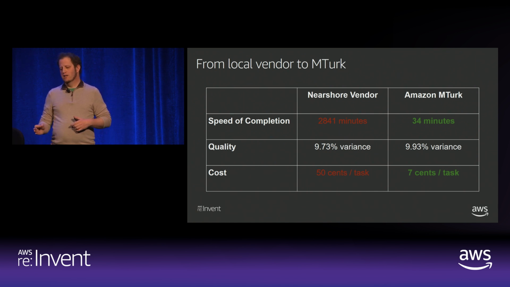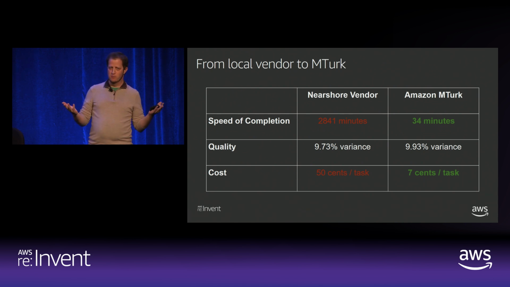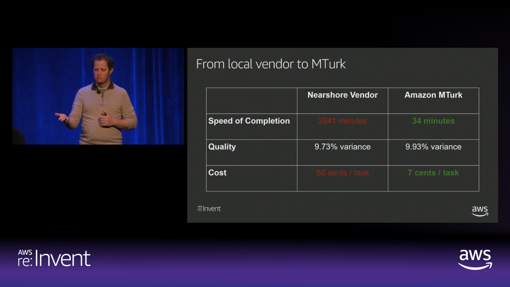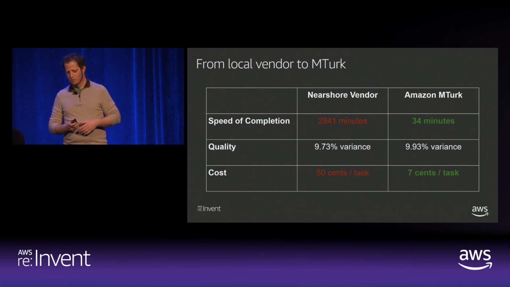And we do measure the quality of our vendors, and we found MTurk was almost exactly on par with the vendor that we were working with, and paying several times the cost to. We went from 47 hours to 34 minutes, 50 cents to 7 cents. Like I said, I wish every project that I led with my team had these kind of numbers to turn in at the end of it.